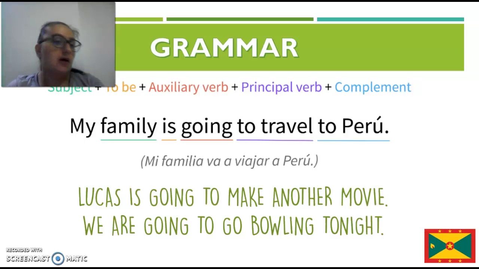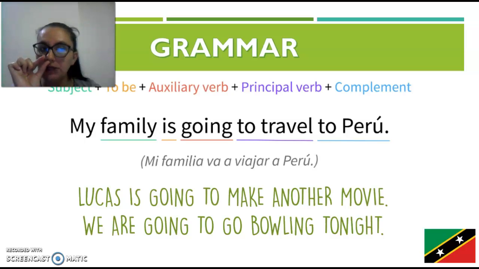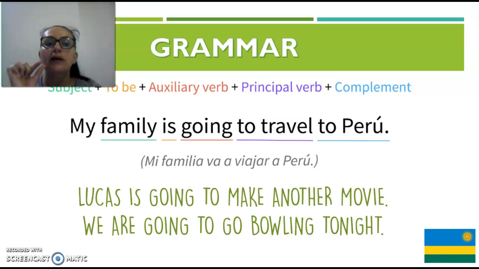And then you can use the complement. So these are some examples that I use in affirmative, negative, or question that you need to remember. The first, my family is going to travel to Peru. Going to, in Spanish, translates to voy a. My family is going to travel to Peru. Mi familia va a viajar a Perú. I have some certainty that it will happen in a future with my family.